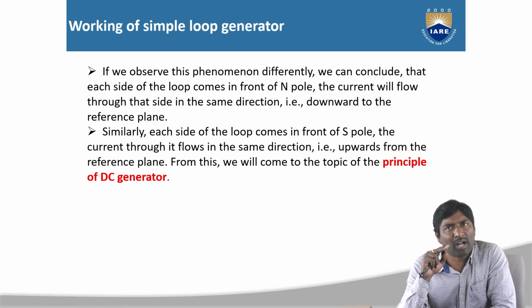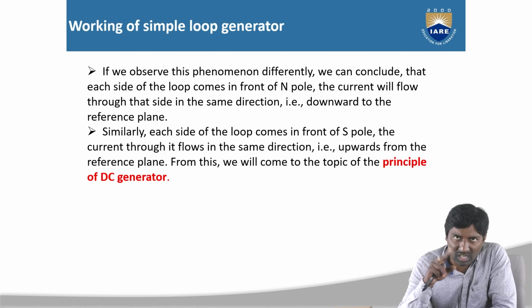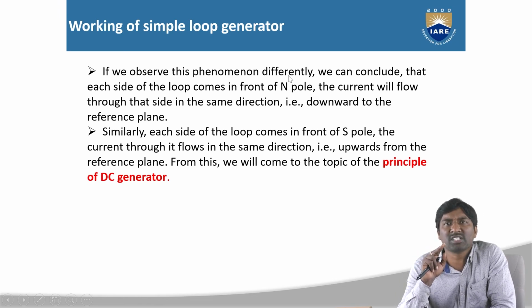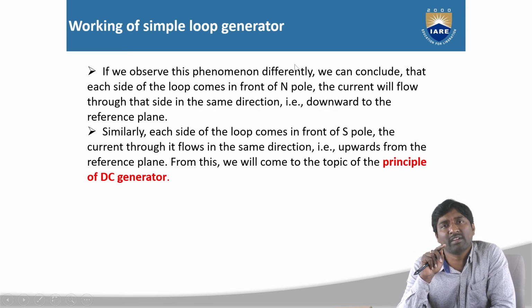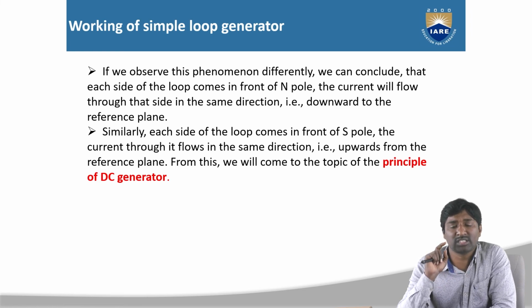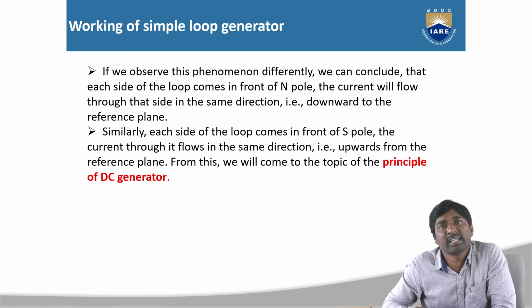So according to all these phenomena, the principle of the DC generator depends on Faraday's law of electromagnetic induction. According to that, whenever a conductor is placed in a magnetic field, we get an induced EMF. In the case of the DC generator, it is dynamically induced EMF, because the conductor is rotating and the magnetic field is constant. So this is the working principle of the DC generator.